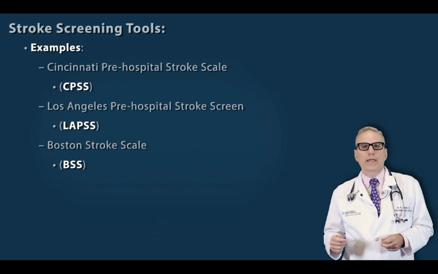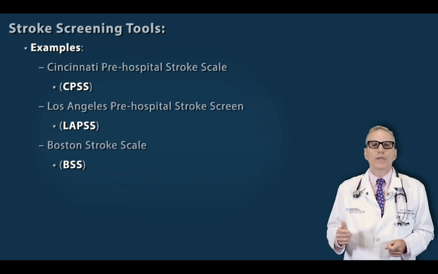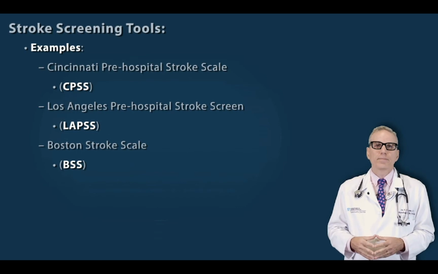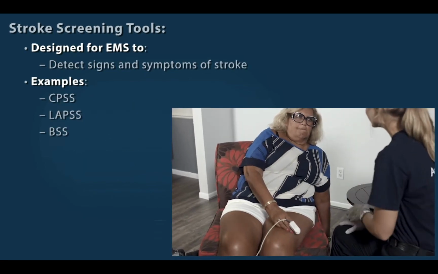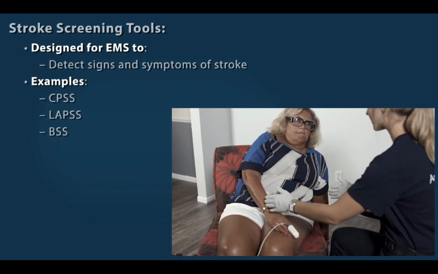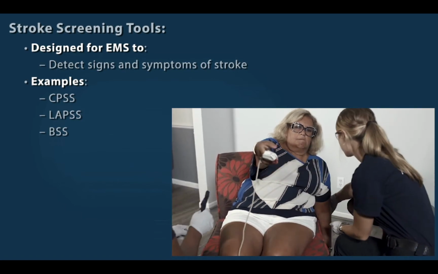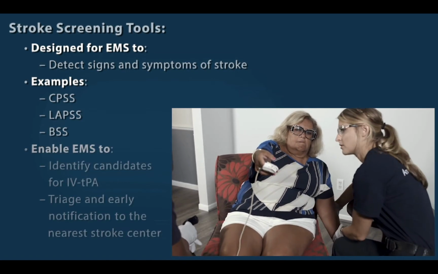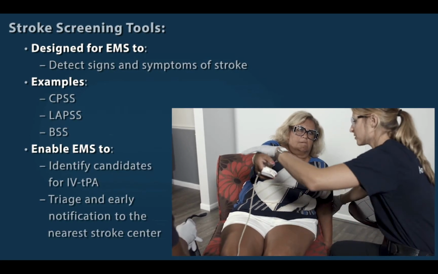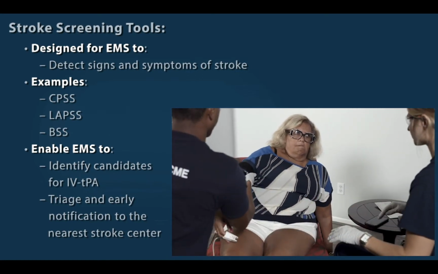Stroke screening tools like the Cincinnati Pre-Hospital Stroke Scale, the Los Angeles Pre-Hospital Stroke Screen, and the Boston Stroke Scale have been widely used by EMS for nearly 2 decades. Stroke screening tools were designed specifically for use by EMS to detect signs and symptoms of stroke in the field. They're simple to use, they have good sensitivity for detecting the common types of stroke, and these scales were developed to enable EMS to identify patients who may be candidates for IV-TPA in order to allow for triage and early notification of the nearest designated stroke center.